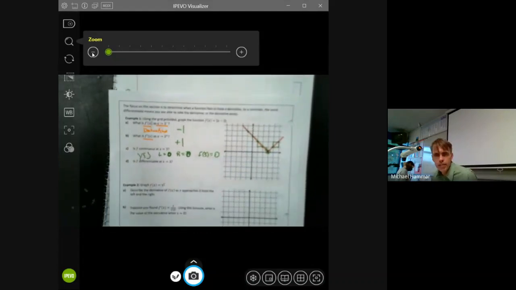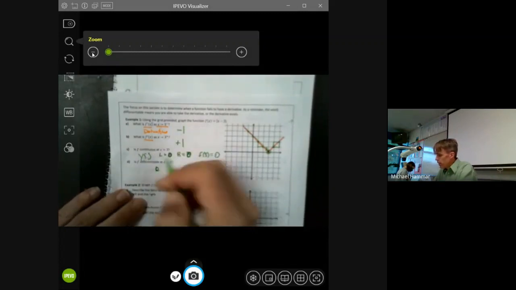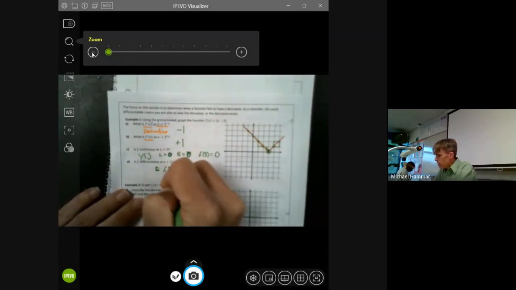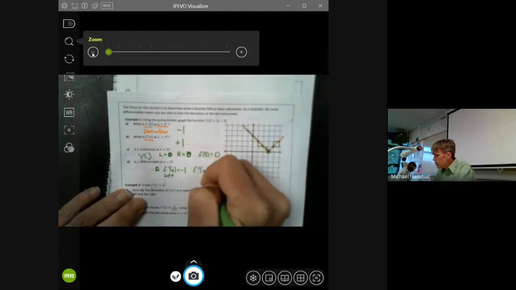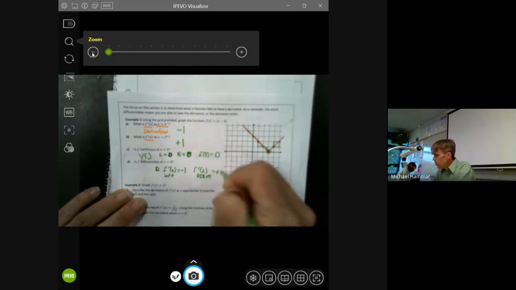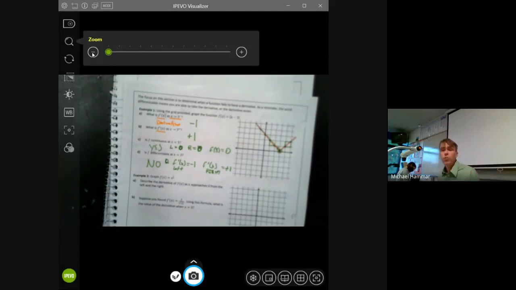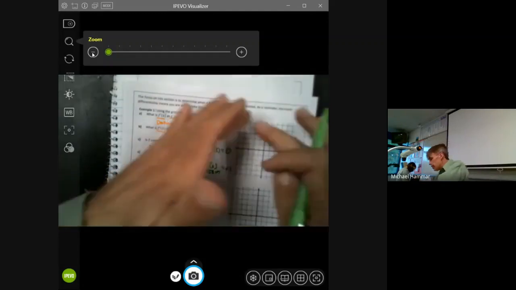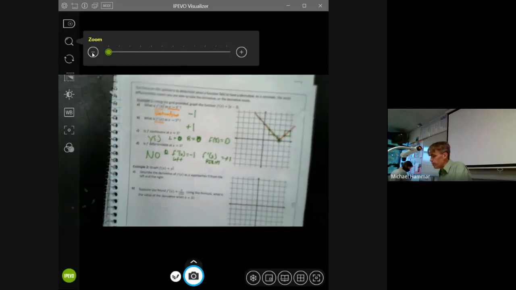Now, is it differentiable? Because the derivative from the left, the f prime of x from the left, equals -1, and the f prime of x from the right is +1, this would now be a no. So this is a continuous function because there is no gap or things like that, but it is not differentiable because the derivative from the left does not equal the derivative from the right.